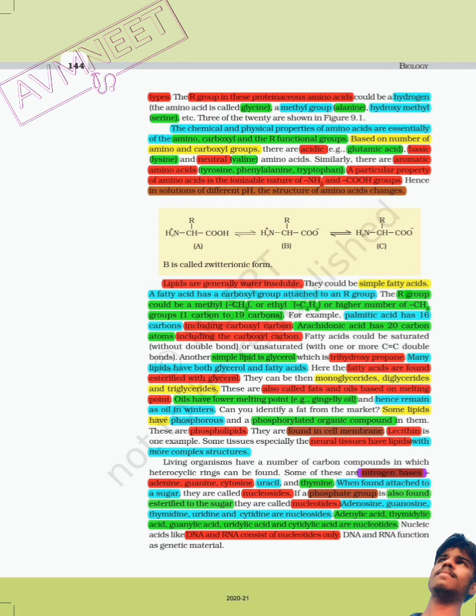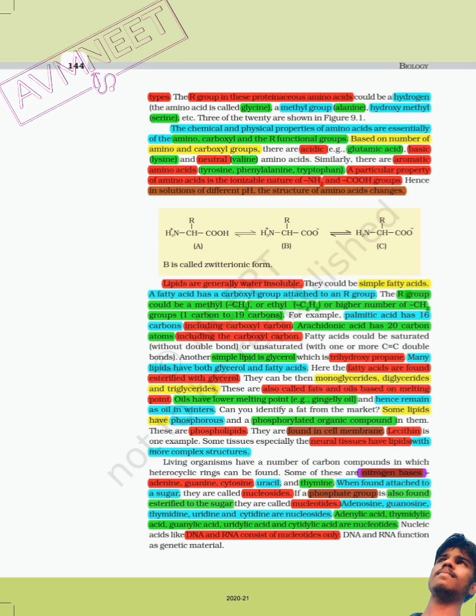Arachidonic acid has 20 carbon atoms including the carboxyl carbon. Fatty acids could be saturated or unsaturated. Another simple lipid is glycerol, which is trihydroxypropane. Many lipids have both glycerol and fatty acids. Here the fatty acids are found esterified with glycerol. They can be then monoglycerides, diglycerides and triglycerides.